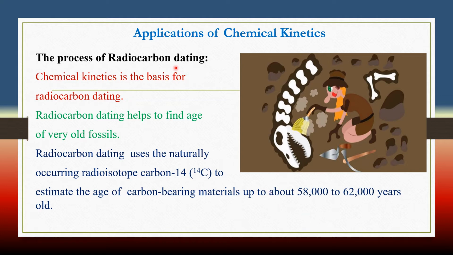So, the process of radiocarbon dating. The radiocarbon dating process is used to find the age of very old fossil fuels. This particular study is based on chemical kinetics because radiocarbon dating uses the naturally occurring radioisotope carbon 14 to estimate the age of carbon-bearing materials up to about 58,000 to 62,000 years old.